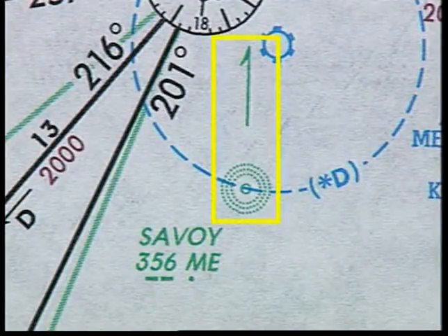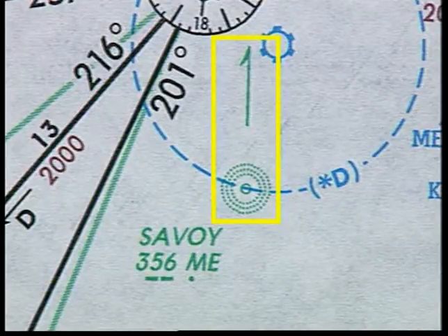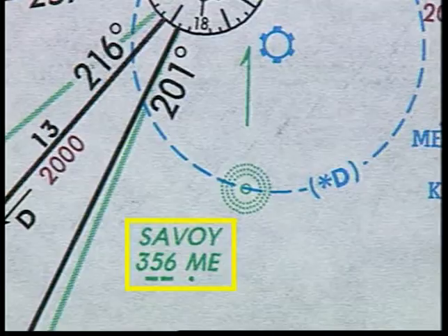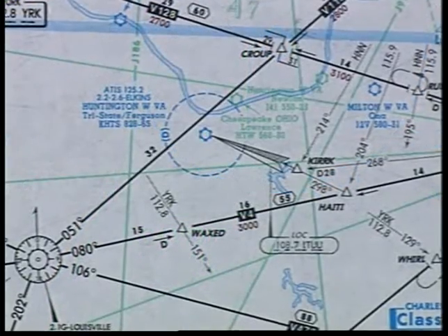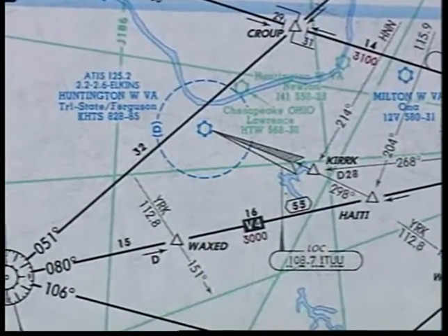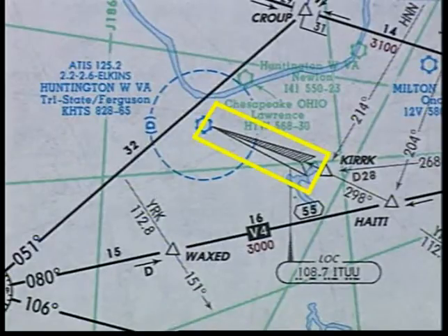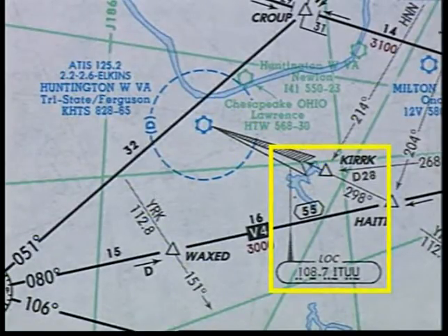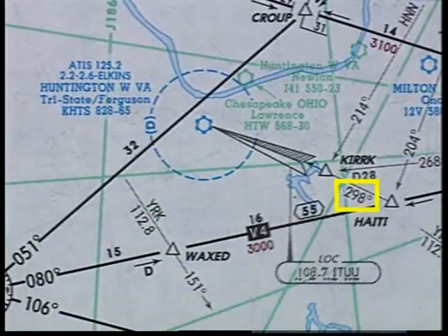NDBs are marked by a series of 3 concentric green dotted circles with a thin barb pointing to magnetic north. The frequency, identifier, and Morse code for the NDB are listed below the facility name. A localizer facility is shown on the en route charts only if it performs an ATC function, such as identifying a fix, and is noted with a half-feathered arrow. In this case, Kirk is the intersection. The localizer frequency, identifier, Morse code, and the inbound course are shown.